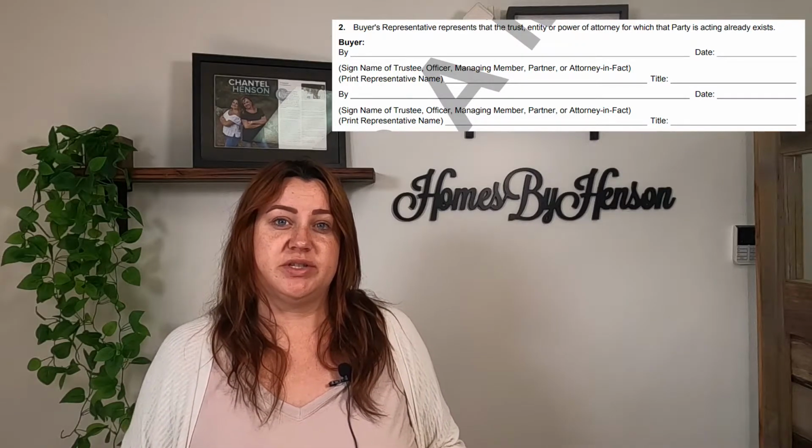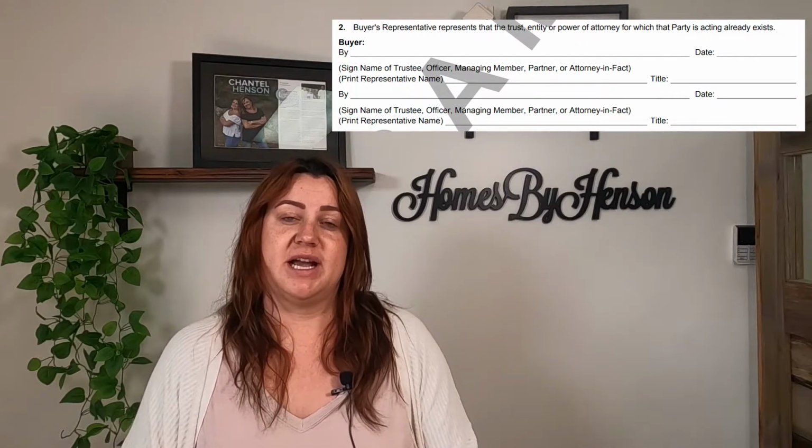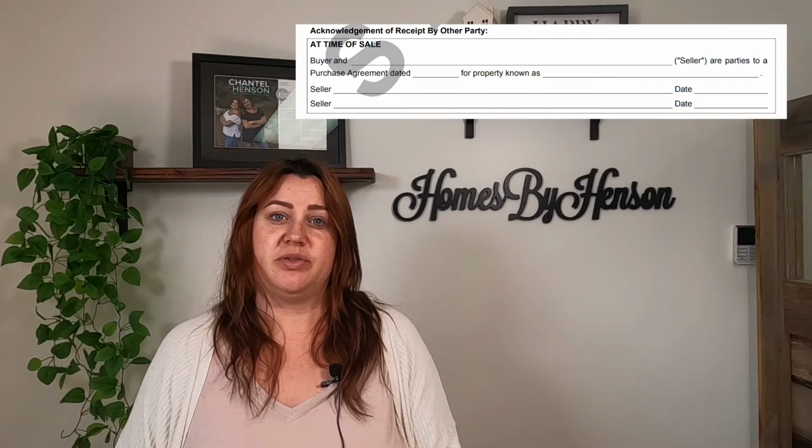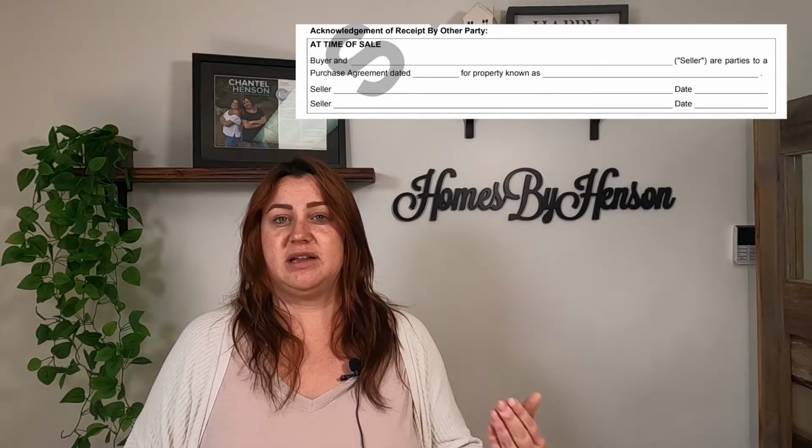The second section of this form is where the authorized signers will sign acknowledging that they are authorized to do so. And the last section is acknowledgement of receipt. So for the listing side, when you're signing a listing agreement on behalf of a certain entity, then the listing agent would sign acknowledging receipt of this representative capacity. And it would also be signed by the buyers on the second page once there is an accepted offer. That way the buyers are acknowledging that they know that the signer is authorized to do so.